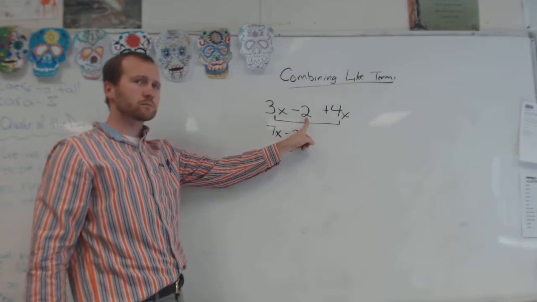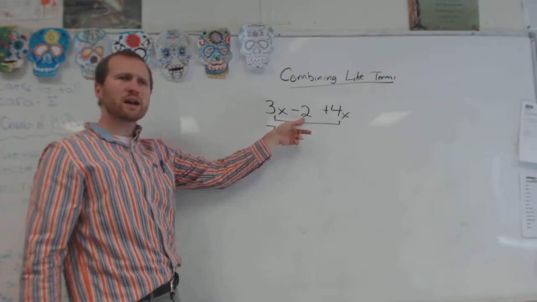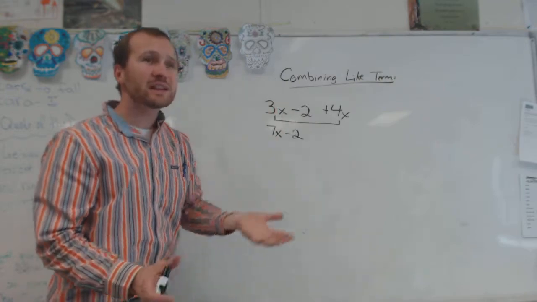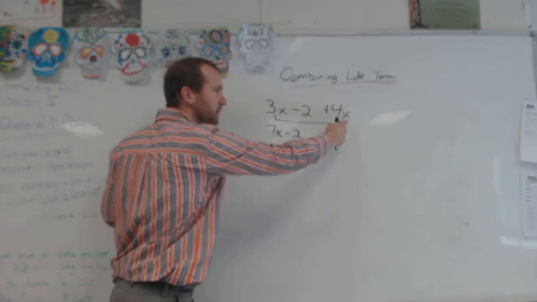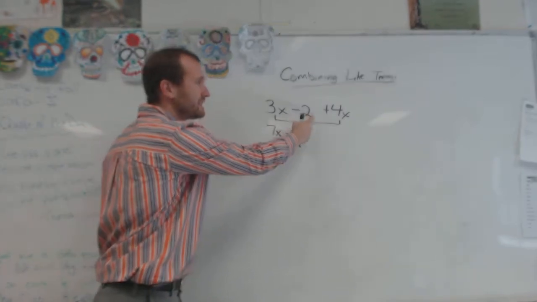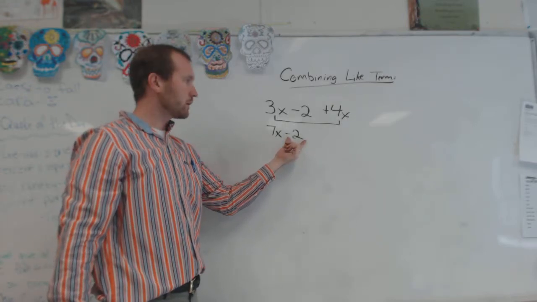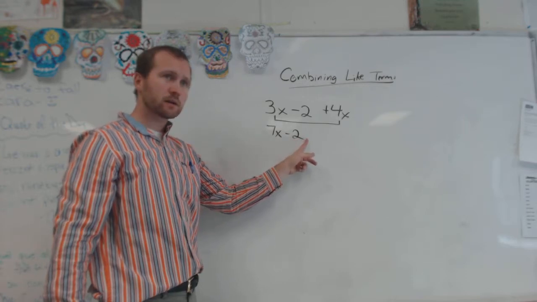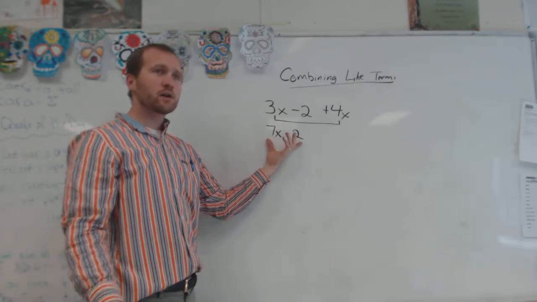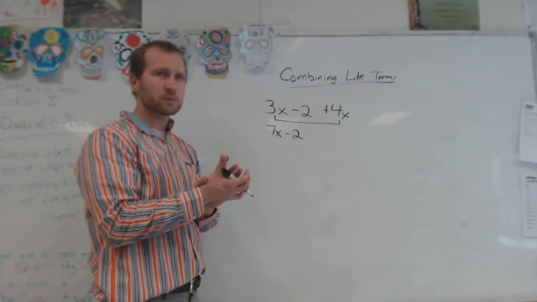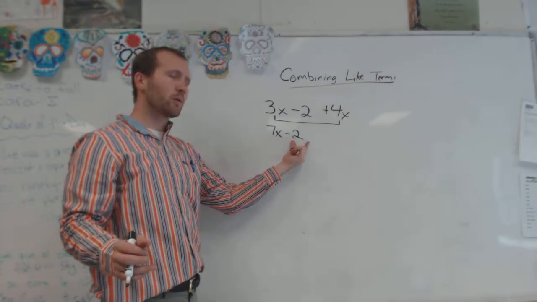So I added my 3x to 4x. Why didn't I add the 2, or why didn't I subtract the 2? Because it doesn't have an x. So this is what we mean by like terms. Like terms have the same variable. If it doesn't have a variable, it has to stay separate. This does not have an x. I can't subtract my 2. So that's the answer, this is your final answer. You've combined all of your like terms. And all you have now are two terms. One has a variable and one does not.